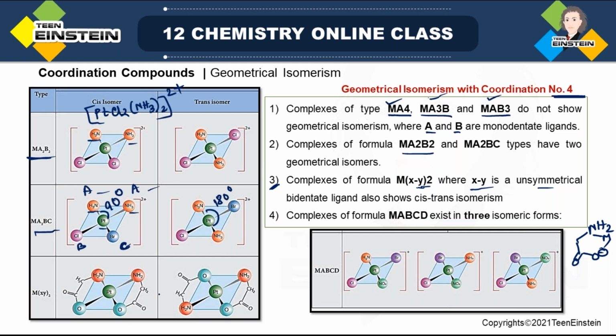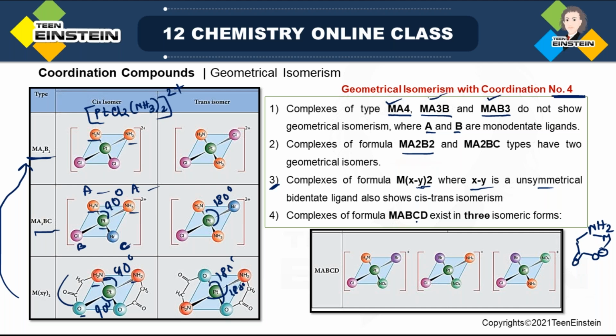As it is an unsymmetrical bidentate ligand, it behaves similarly to the previous case. The only difference is that now the N terminal and the O terminal are attached. That is the only difference, otherwise it behaves the same. So when two similar coordination sites are 90 degrees to each other, it is cis, but here they are 180 degrees, so trans.